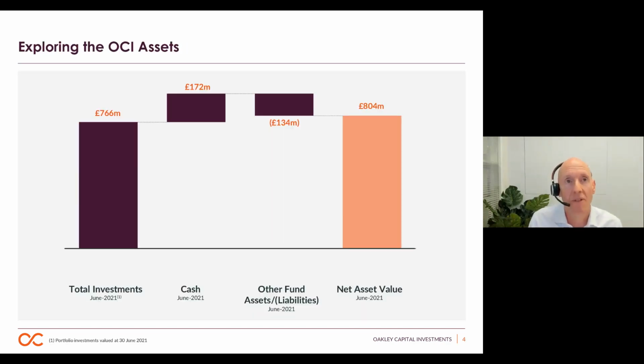So here we've just given you a sense of how the NAV breaks down by assets. So total assets, 766 million. We've got cash of 172. It's cash that we hold in order to be able to meet the commitments that we've made to the funds when they draw down and make investments. And then there's other liabilities, and they essentially are debt facilities that are held at the fund level and help smooth out the drawdowns over time. Net those off and you get to your 804 million of net asset value that we announced yesterday.